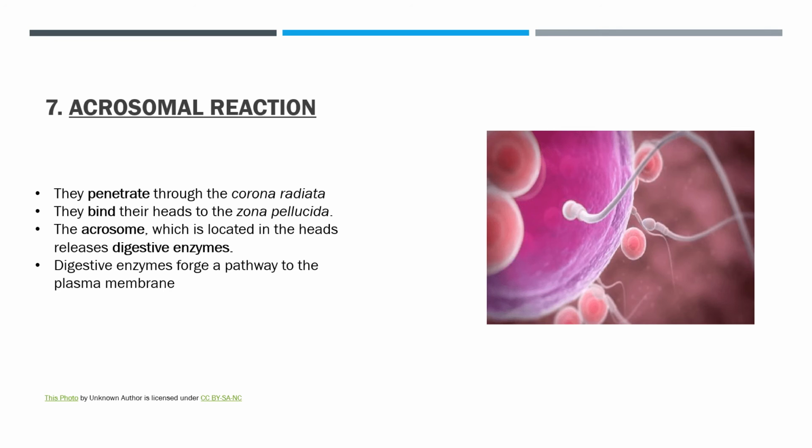Never forget this one. It is also important. Those digestive enzymes forge a pathway for the sperm through the zona pellucida to the plasma membrane of the oocyte. Now, it is more like the final lap of the race. You need to be fast and forge a pathway for yourself. Those who watch Squid Game, they can relate, I know. So, one sperm cell goes through the zona pellucida and its head attaches on the plasma membrane of the oocyte.